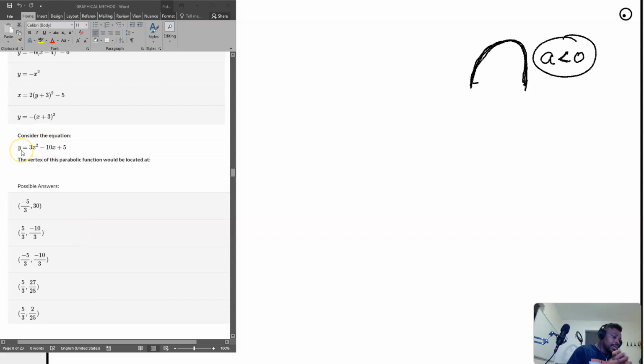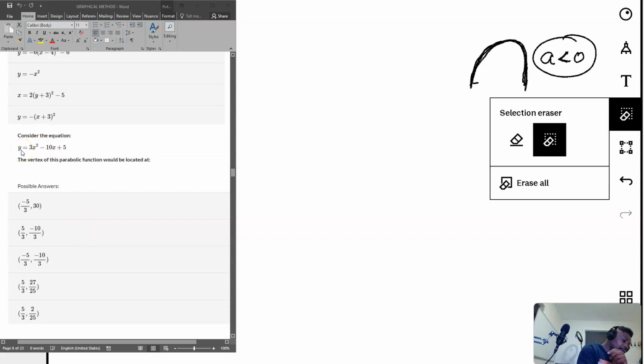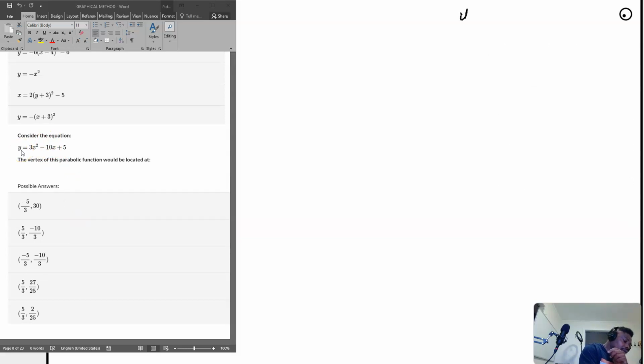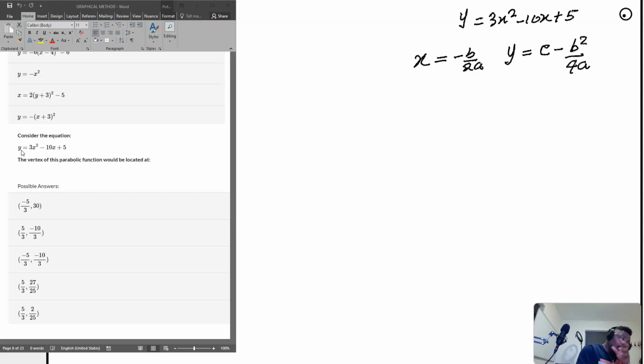Consider the equation y is equal to 3x squared minus 10x plus 5. The vertex of this parabolic function will be located at. So I'm looking for my x and my y. Remember, we can get our x by using this, and we can get our y by using c minus b squared over 4a. Or we can just use completing the square to get the same answer.